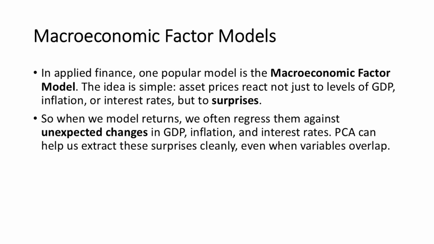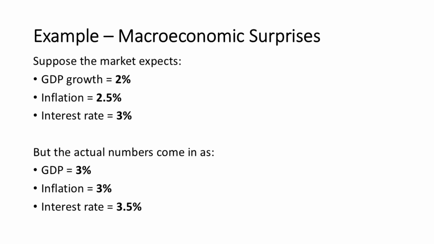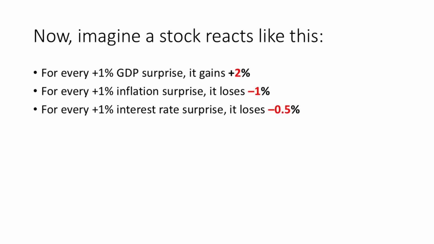So let's do a concrete example. Suppose the market expects the following: GDP growth at 2%, inflation at 2.5%, and interest rate at 3%. But the actual numbers come in as GDP at 3%, inflation at 3%, and interest rates at 3.5%. Therefore, the surprises are GDP surprise 1%, inflation surprise 0.5%, rate surprise 0.5%. Now imagine a stock reacts like this with the coefficients determined by a prior linear regression model.